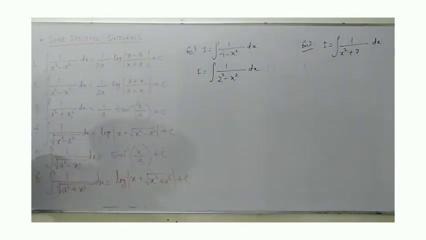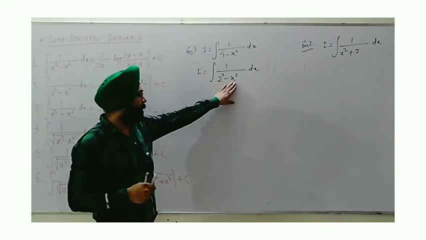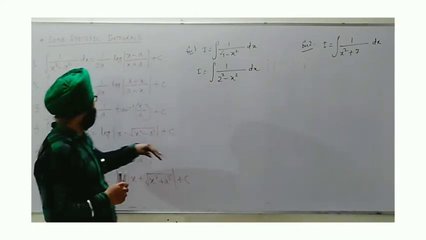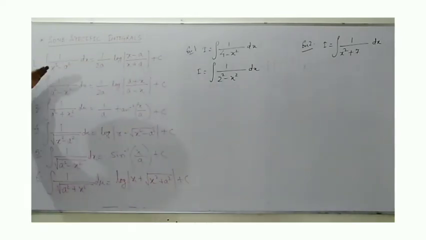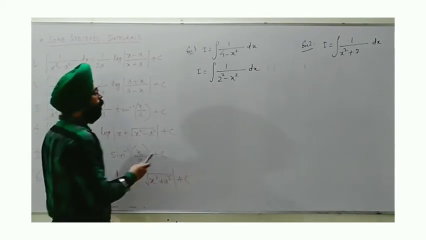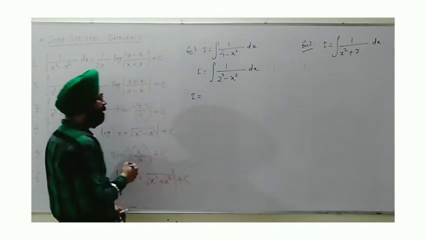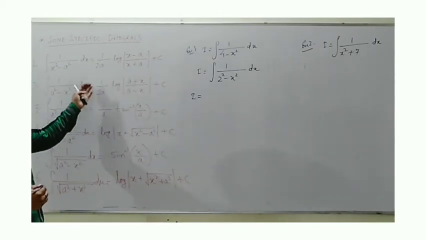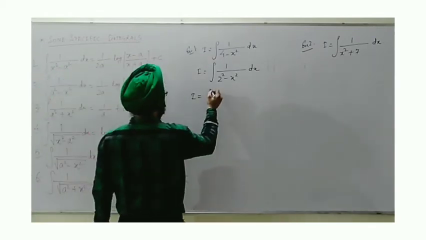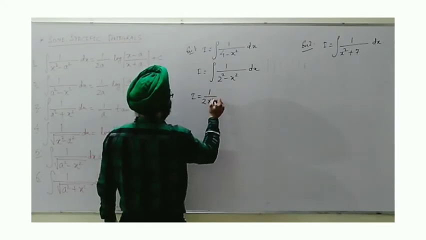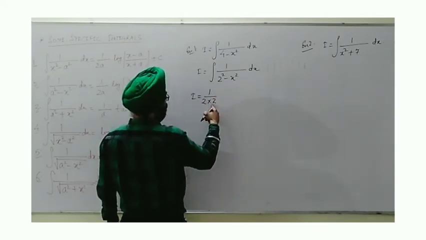If I compare, I see x square is the second term, this is a square, and without square root. So all three first identities are without square root. So compare with a square minus x square, I find the value of a is 2 here, x is as it is. So the formula of a square minus x square we can apply. This will be 1 upon 2a. So we will write 1 upon 2 into 2, the value of a I have taken.